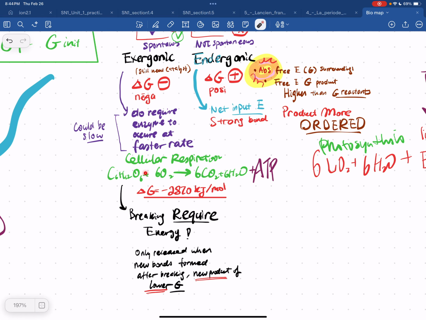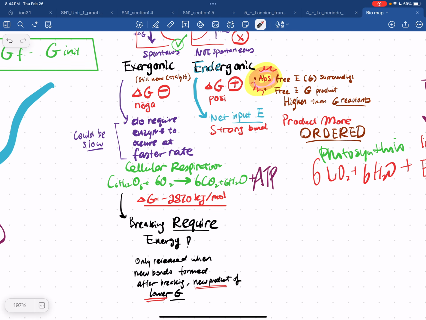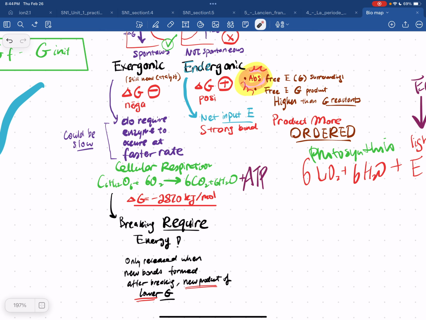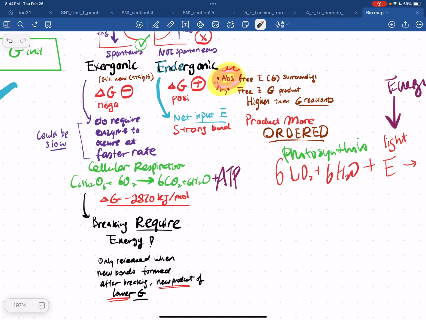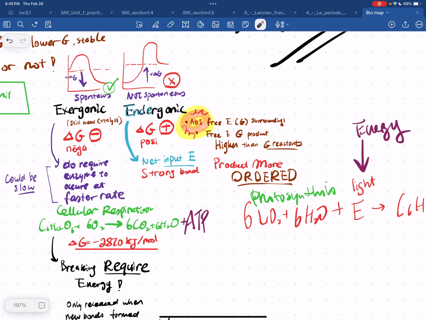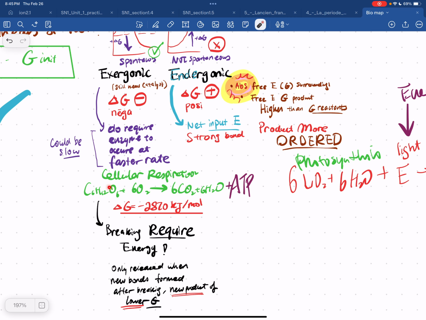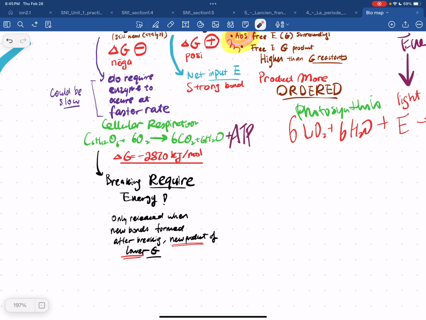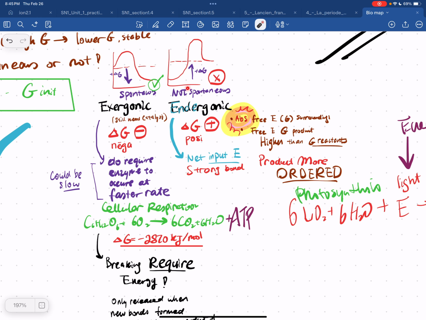For example, cellular respiration is a type of exergonic reaction, since it releases energy. But photosynthesis requires energy, so it is an endergonic reaction. So exergonic for cellular respiration, endergonic for photosynthesis. Negative G if it's going down, positive if it's going up. And this goes back to normal chemistry: forming bonds releases energy, and breaking bonds requires energy.